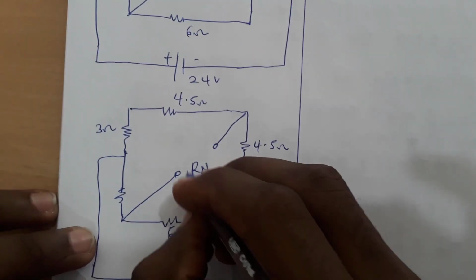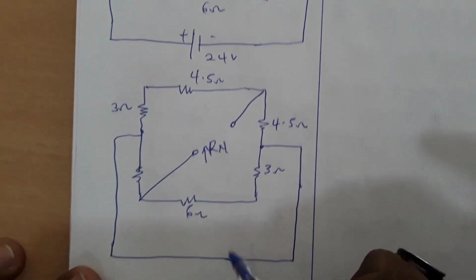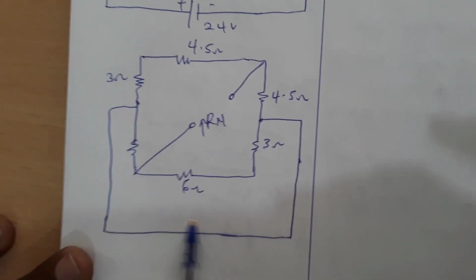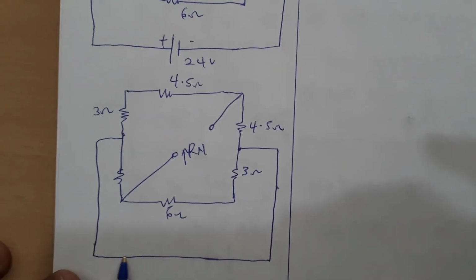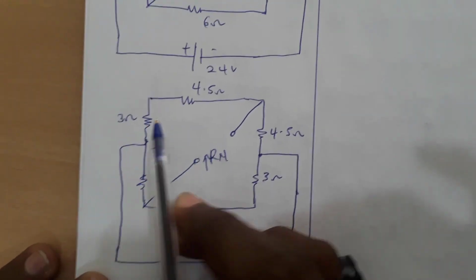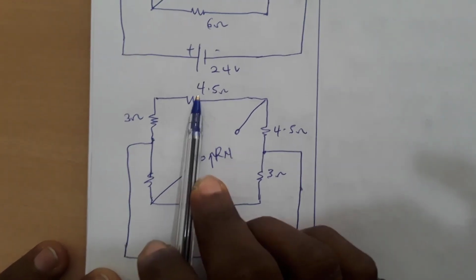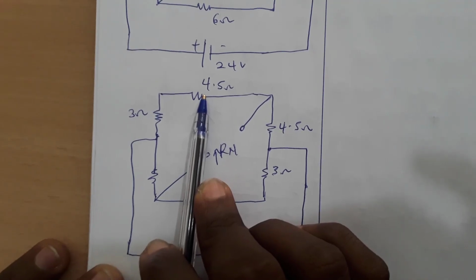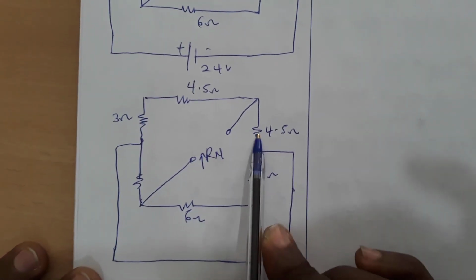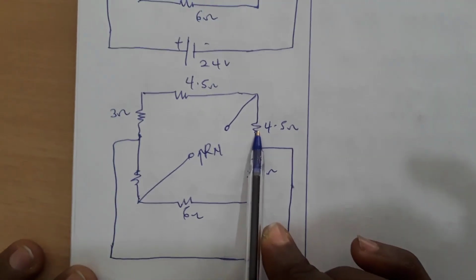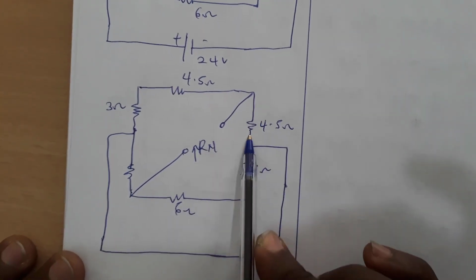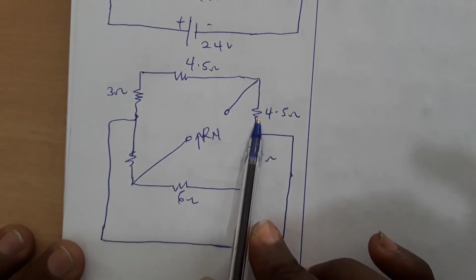Okay, so looking into this terminal, let's say there's a voltage source here, and it's producing a current. When it gets to this node, the current that will flow through this 3 is the same current that will flow through this 4.5. So we can see that this and this are in series, and there will be a different current flowing through this resistor. So this is in series, and this and this are in parallel.